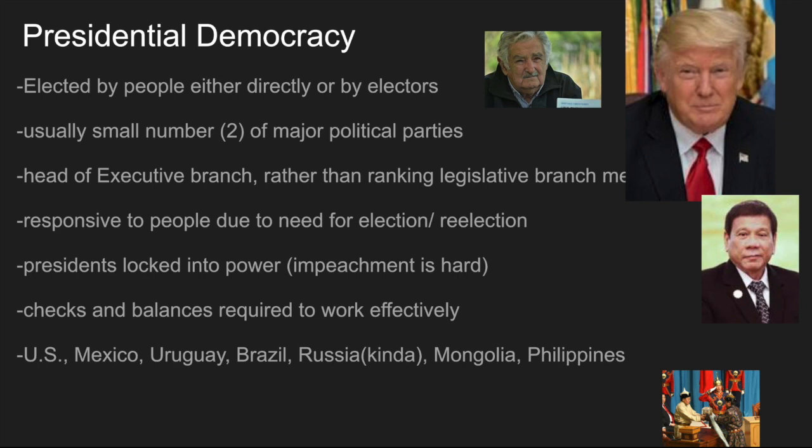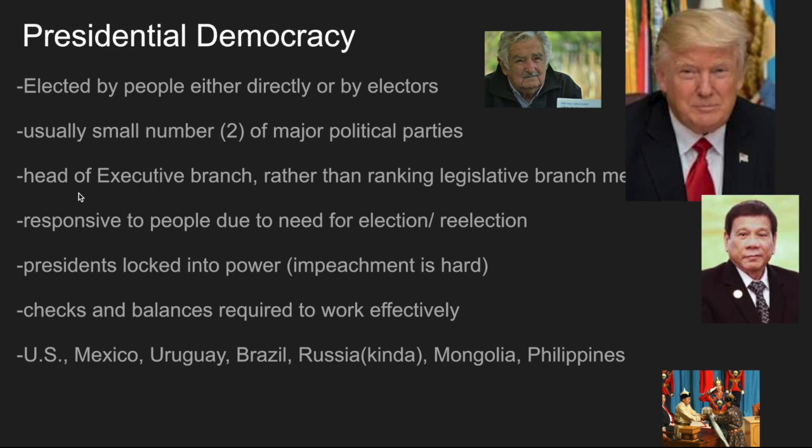Next up, usually a small number of political parties in a presidential democracy. We're looking at 2, maybe 3 parties, Democrats, Republicans, usually, in our case. We don't need to know the names of like what the political parties in Uruguay are. It's immaterial.